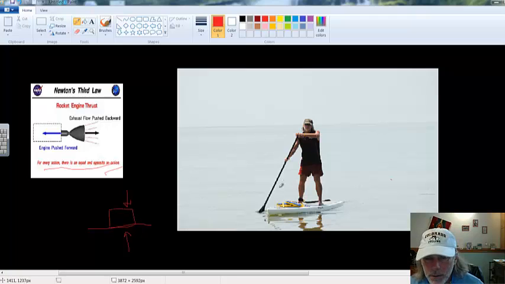What we have over here is the oar pushing on the water, and the water is pushing on the oar. So for every action there's an equal and opposite reaction, but they're not in exactly the same or opposite direction of each other. The curve of the blade, the angle at which the blade hits the water, allows the paddle to propel the boat, or in this case the paddleboard, forward.